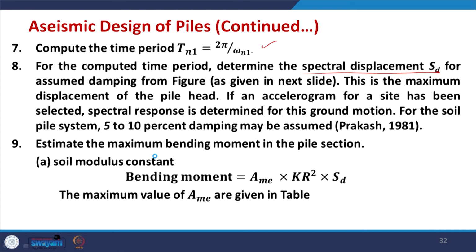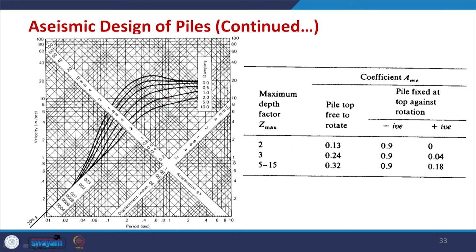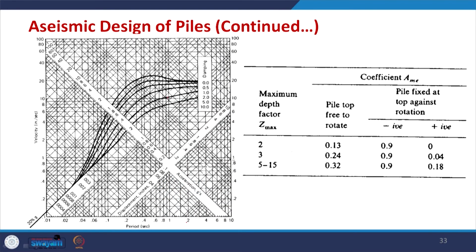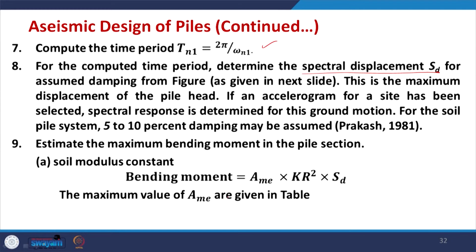So, our objective is to get the spectral displacement Sd from this chart, and what is required? Only the period and damping are required. So, considering, let us say, 5% damping, and the period has already been found from the above step, that value of the period is known.